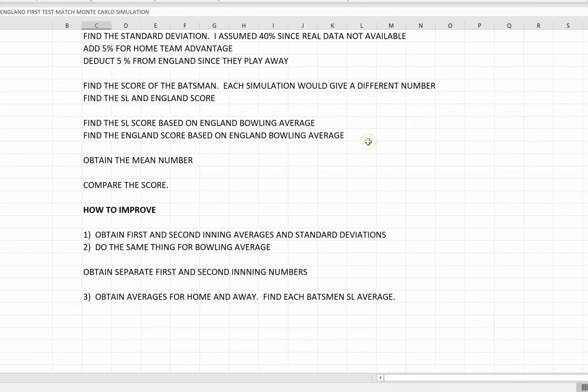Now, this is not enough. There's the bowling side. If the other side is a good bowling side, even if you have a good batting side, let's say we have a good batting side, but the other side has people like Dennis Lillee or somebody who is very good, then we may not be able to score. So you have to look at the score based on the opposition's bowling averages. So find the SL score based on England bowling average, and find the England score based on Sri Lankan bowling average.